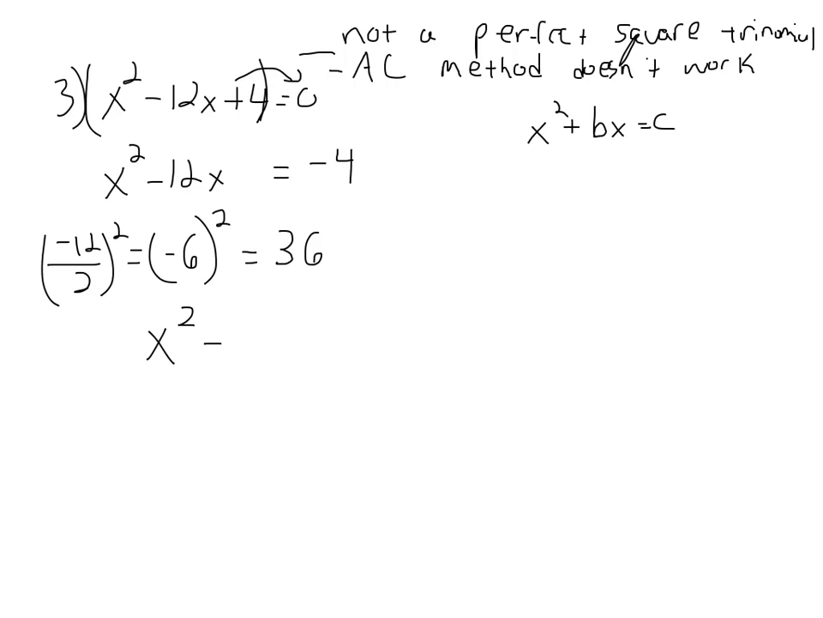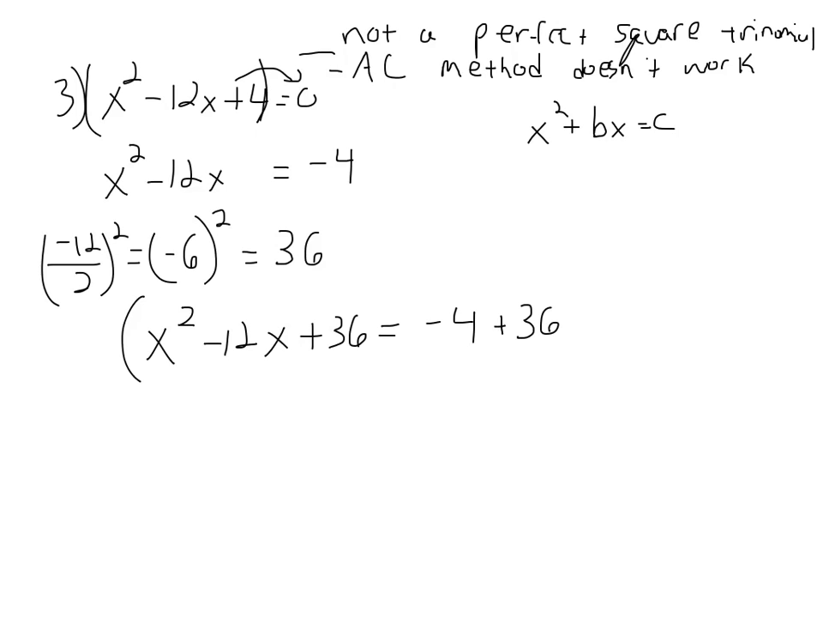So I can rewrite this now. x squared minus 12x plus 36. And remember, so that we're not actually changing the value of the expression, we can't just put 36 on the left side without putting it on the right side. Because whenever you do the exact same thing to both sides of an equation, it doesn't actually change the value of it. That's why we can do it.